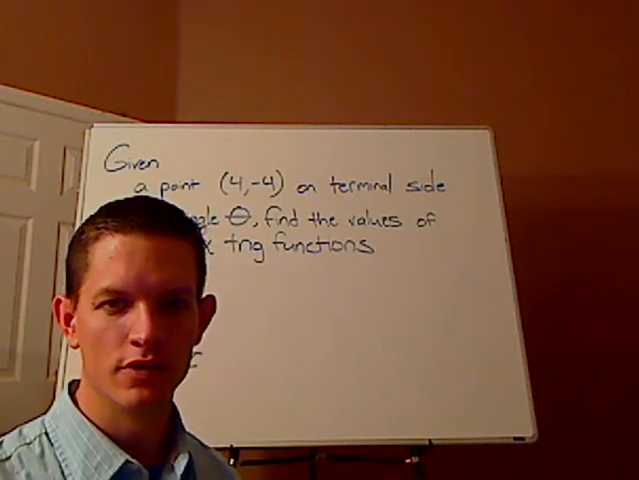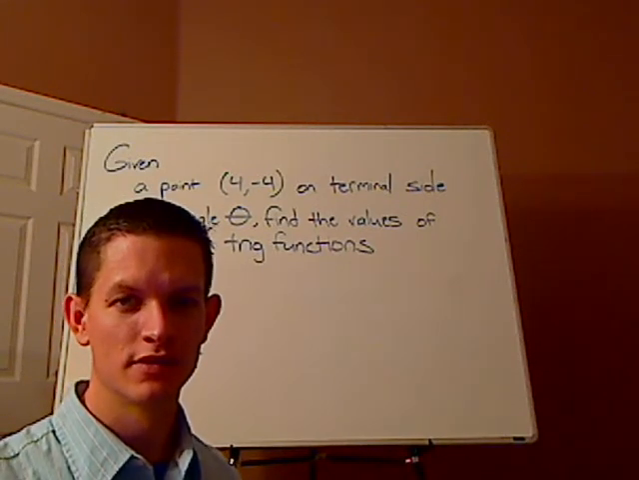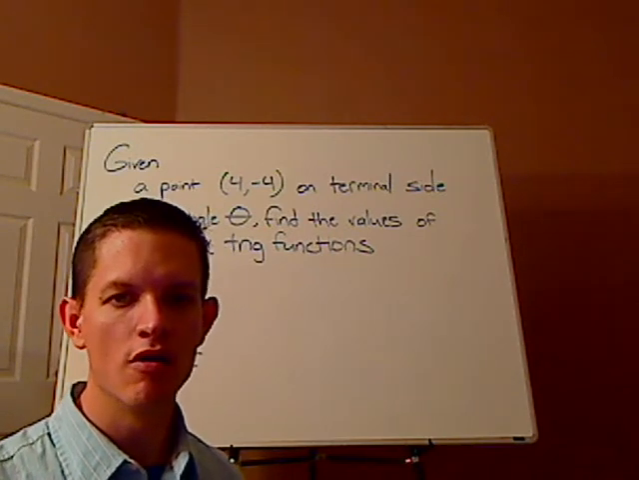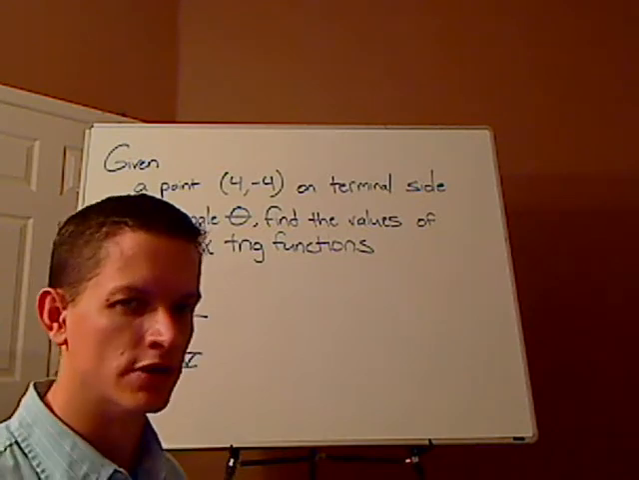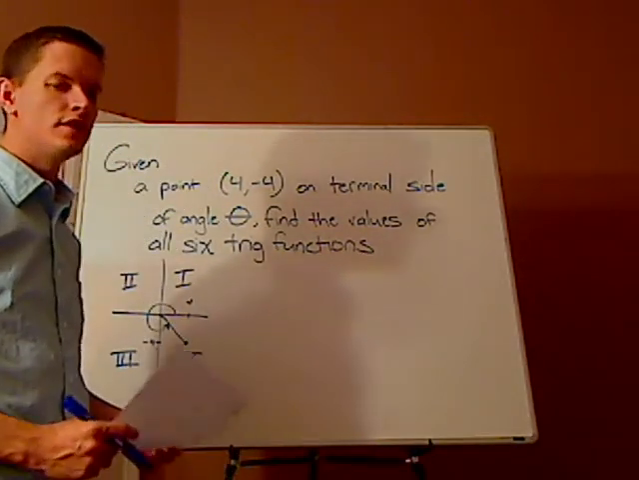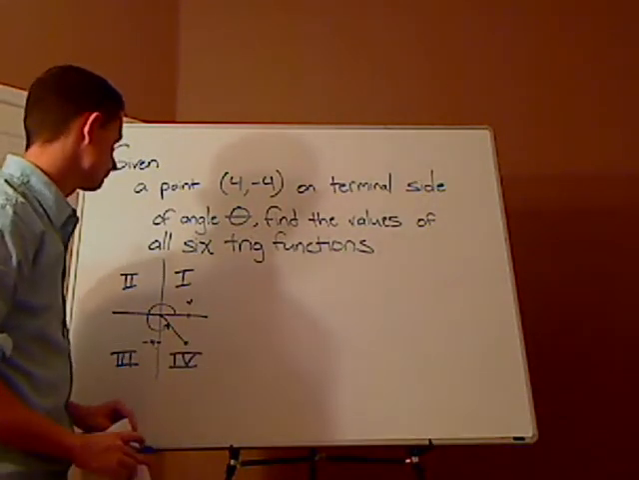In this problem, what we're going to be doing is you're going to be given a point on the terminal side of an angle, and you have to find all 6 trig functions. So if you would, pause the video and see if you can try to do this one on your own.